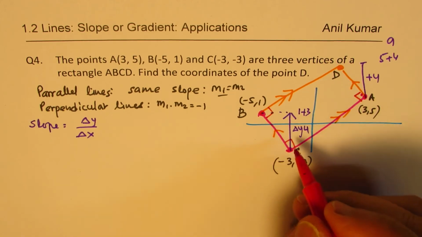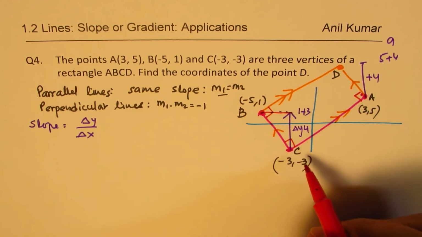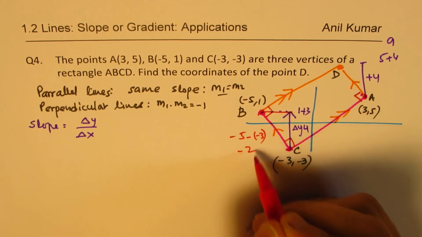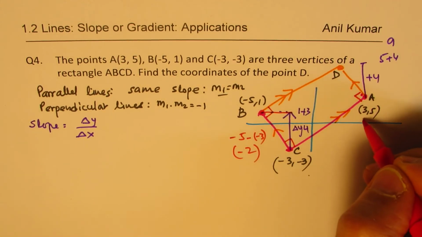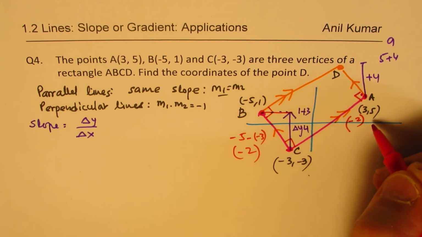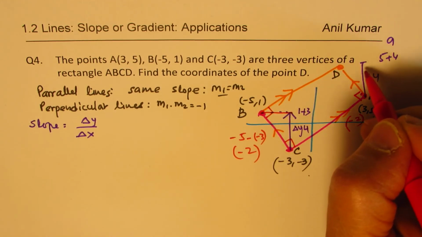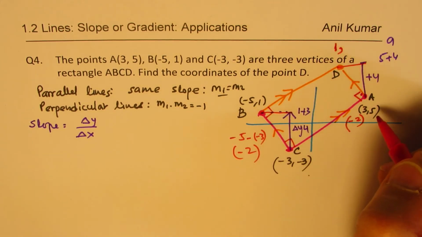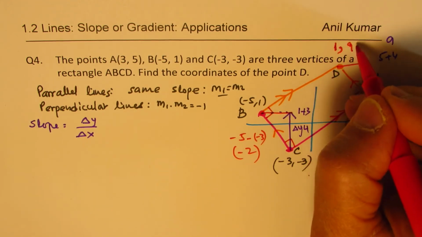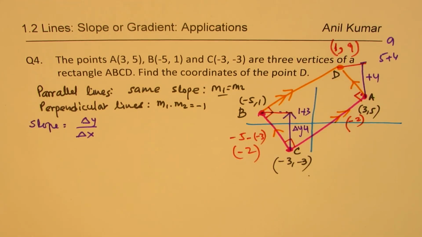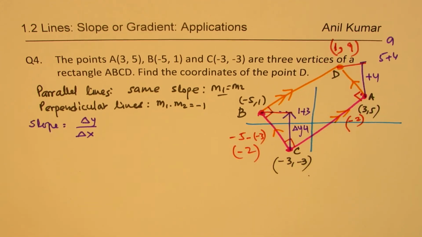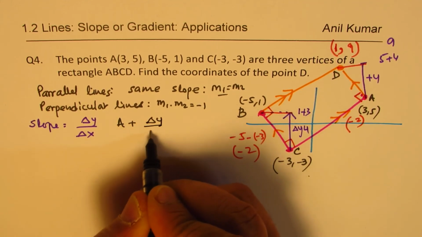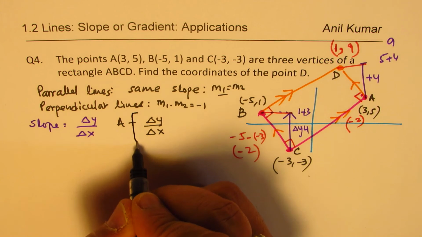Now change in x is, when I go this side, then it is minus 5 and minus of minus 3, which is minus 2, right? So that is the change. So in the x value, I have to do minus 2. So if I do 3 minus 2, I get to this point, which will be at 1, correct? So my point here is 1, and then when I add 4 to 5, I get 9. So my point should be 1, 9. Do you get the idea? So what we are doing here is we are considering A and then adding the same change in y over change in x type of thing. Do you understand this concept?